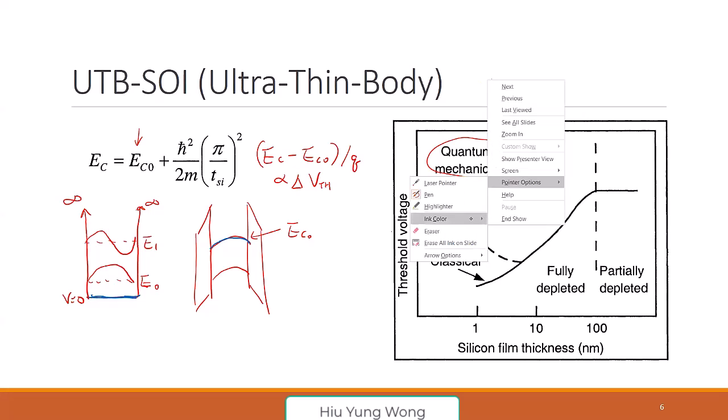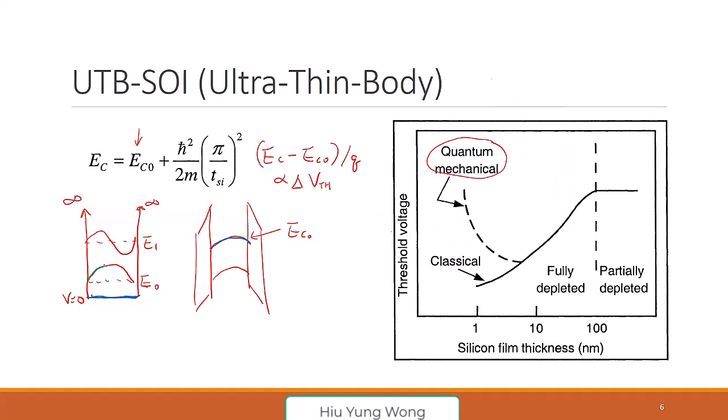But quantum mechanically, because of the confinement, this is the wave function, you are going to have this energy, E0. And here, you are going to have a confinement like this. And this is the EC. So you have a new EC, a new energy. As a result, you have a higher threshold voltage. And that's why when you go down, quantum mechanically, it will go up. After all, I just want you to be familiar with the fact that if you make it thinner, your threshold voltage is going to go up.